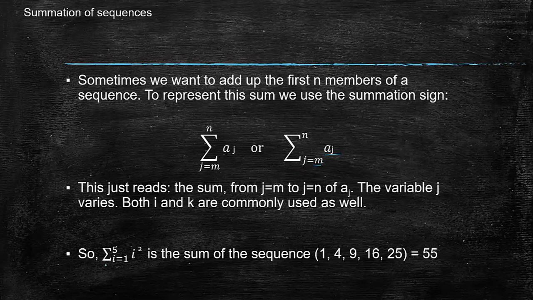So down below, an example would be the formula i squared. If that's represented as the sum from i equals 1 to n, then we're looking for the sum of a particular sequence. So beginning with i equals 1 and continuing to 5, we'd have 1 squared plus 2 squared plus 3 squared plus 4 squared plus 5 squared equals 55.